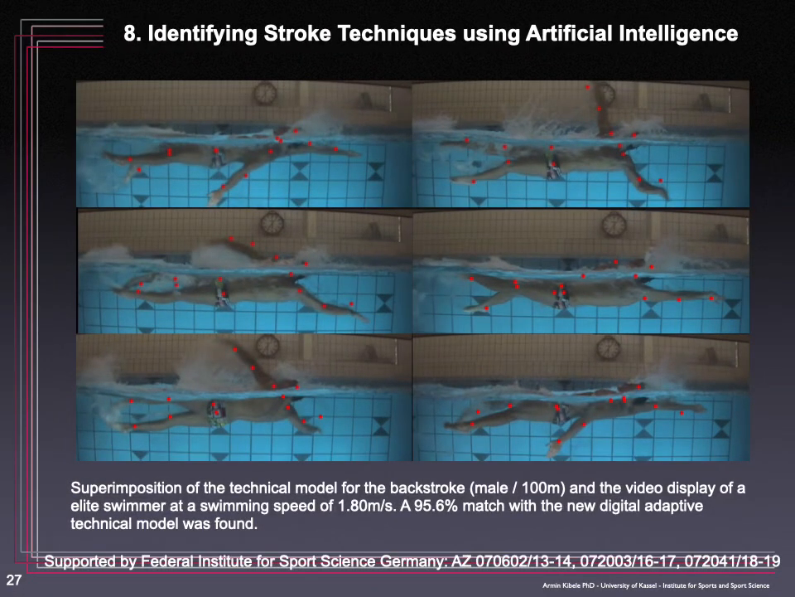On this last slide, you can see a superimposition of the technical model for the backstroke, male 100 meters, and the video display of an elite swimmer at a swimming speed of 1.8 meters per second in a flow channel. There was a 95.6% match with the newly developed digital adaptive technical model.